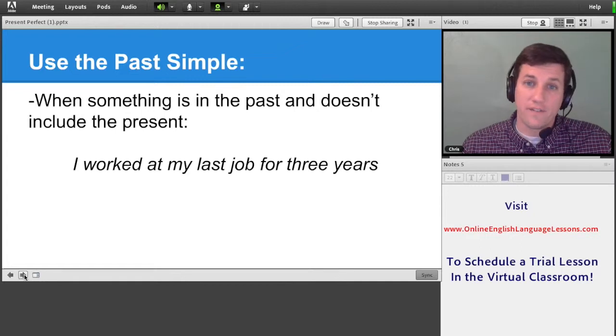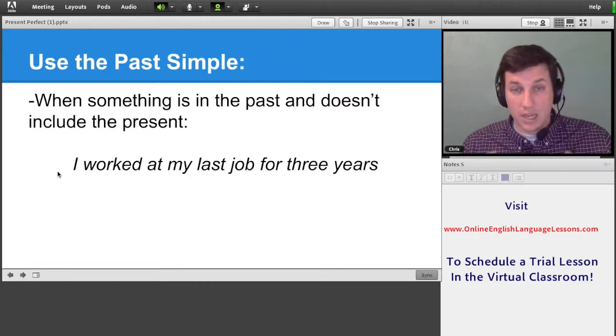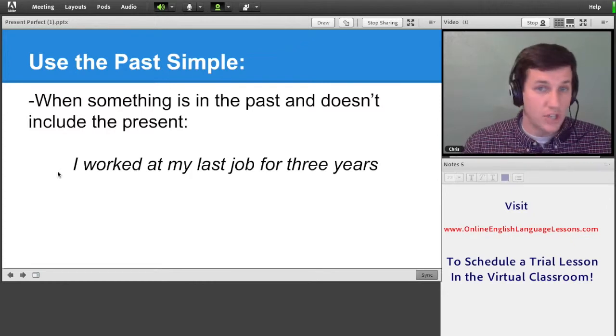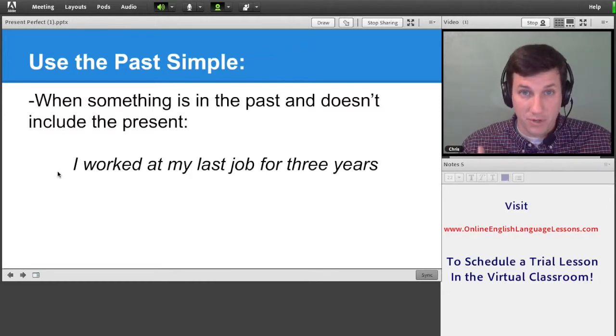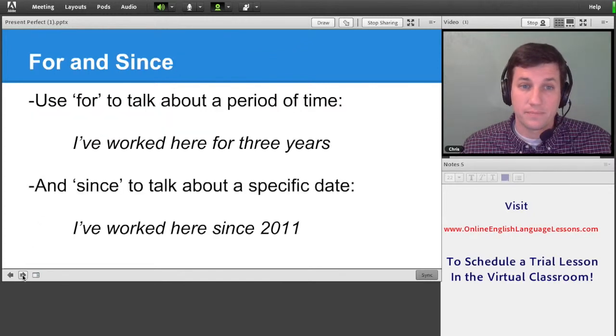I want to clarify that we're going to use the past simple when we're talking about something that's in the past and it does not include the present. I worked at my last job for 3 years. Because here we're talking about my last job, we're not talking about the job that I'm doing now. It's the past simple instead of the present perfect.